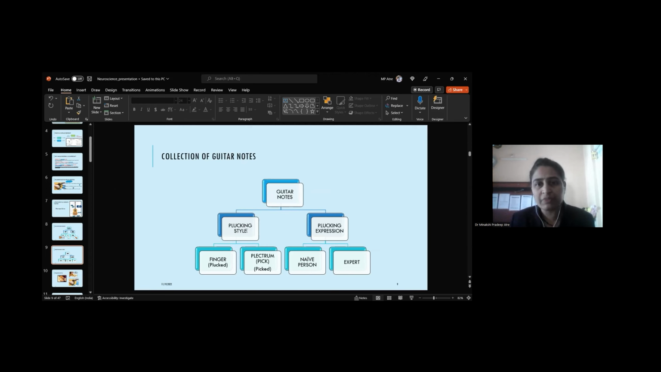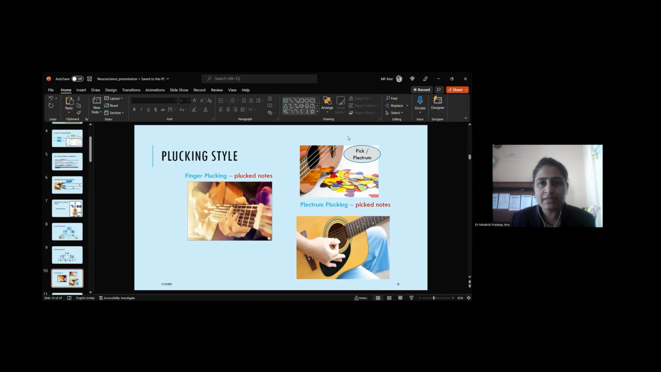Now, when we talk about the database generated for this research work, it's a collection of guitar notes based on two styles, plucking by finger and by plectrum. So there will be finger plucked notes and plectrum plucked notes, and we will have plucking expression. That means whether a naive person has played the guitar or an expert person has played the guitar. This is the depiction of the playing styles of the people. Here, with the help of this finger we are generating the notes, and with the help of the plectrum shown over here, we have generated the notes.